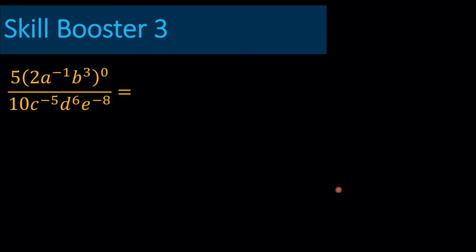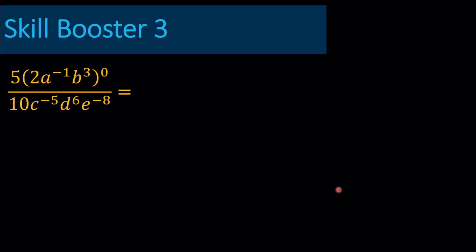Next example, 5 times the quantity of 2a raised to the power of negative 1, b to the power of 3 raised to the power of 0. How nice. All over 10 times c to the power of negative 5, d to the power of 6, e to the power of negative 8.